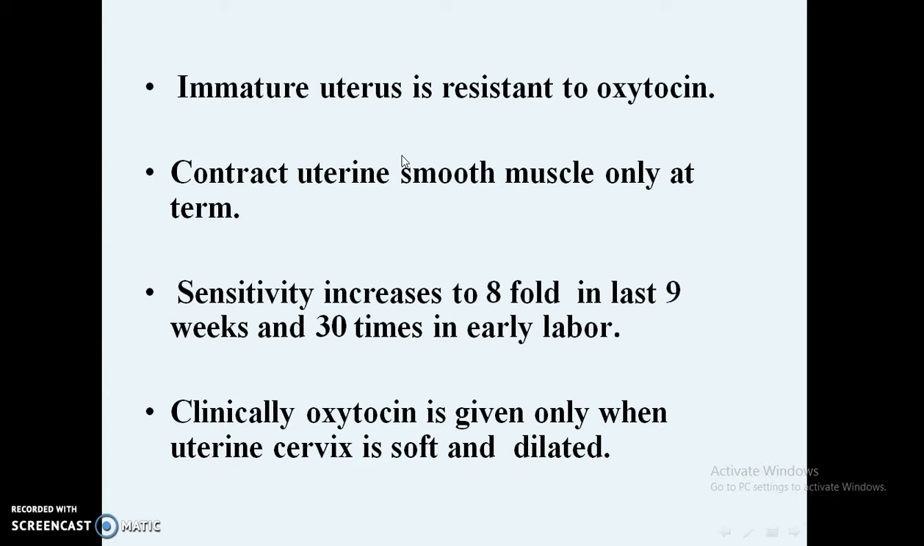The immature uterus is resistant to oxytocin, but the function of oxytocin in the uterus is that it will get contracted only at term, and the sensitivity increases 8-fold in the last 9 weeks of pregnancy, and also 30 times more contractions in early labor. Clinically, oxytocin is given only when the uterine cervix is soft and dilated.